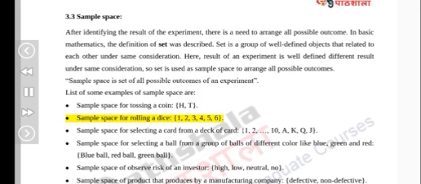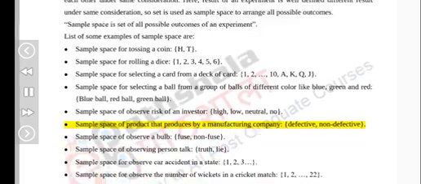Sample space for rolling a dice: 1, 2, 3, 4, 5, 6. Sample space for selecting a card from a deck of cards: 1, 2, 10, A, K, Q, J. Sample space for selecting a ball from a group of balls of different colors like blue, green and red: blue ball, green ball. Sample space of observing the risk of an investor: high, low, neutral, no. Sample space of a product produced by a manufacturing company: defective, non-defective.